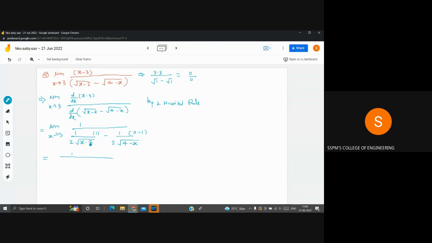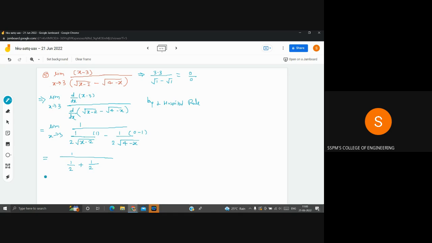So 3 minus 2 is 1, and the root of 1 is 1. So 1 upon 1 by 2. Here we have 1 upon i. And 0 minus 1 is minus 1. So minus minus plus is there. So plus 1 by 2 times root of 4 minus x. x is 3, and 4 minus 3 is 1. So we get 1 by 2 plus 1 by 2.